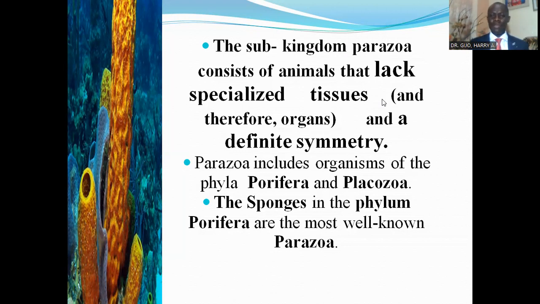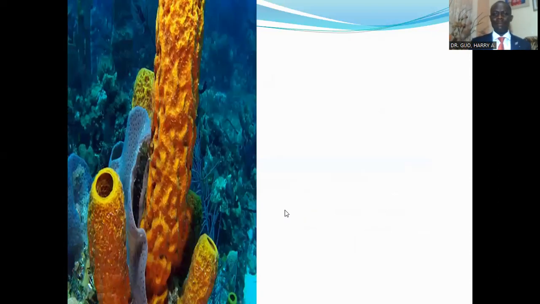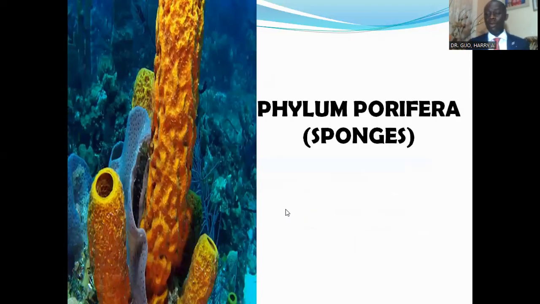The subkingdom Parazoa has two phyla, the phylum Porifera and the phylum Placozoa. But the organisms of the phylum Porifera, that's the sponges, are the most well-known organisms of this subkingdom. Now I want to look at the phylum Porifera, which has the sponges.